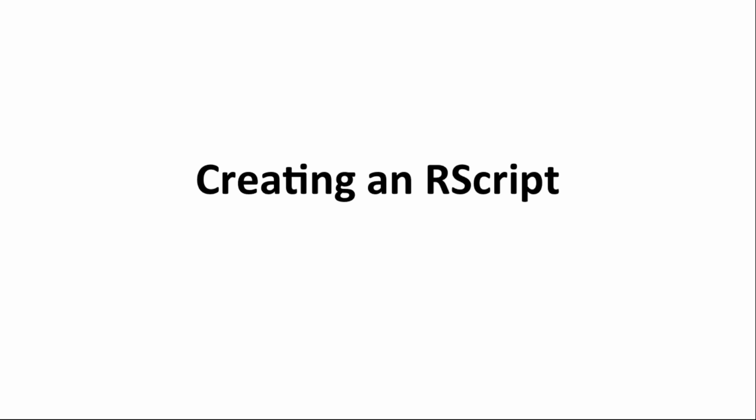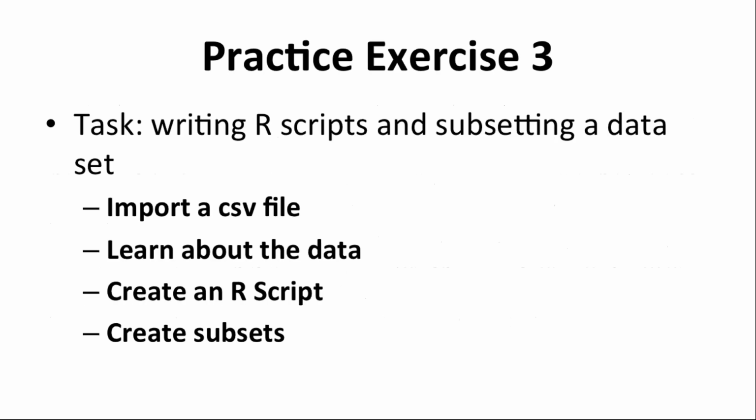So creating an R script is really easy. We're going to just use the file menu in RStudio. We're going to go to file menu, new, R script, and it brings up this blank document. And then that's going to be in the source pane, and that's where we're going to type our code. And then I'll demonstrate how we can execute it as well.